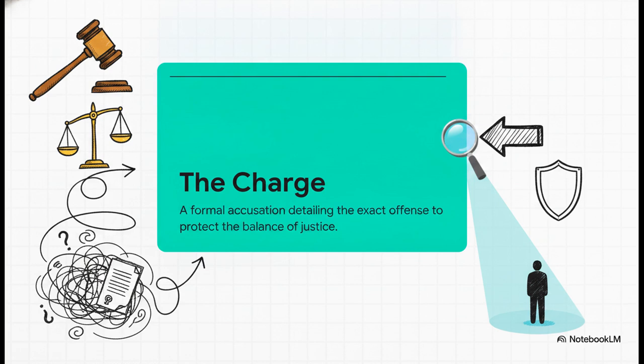And deeply unfair. Framing the charge is essentially the judge stepping in to distill that entire sprawling investigation into a precise, formal accusation. It clearly states to the accused, on this specific date, at this exact time, you allegedly committed this specific act. It actively narrows the scope of the trial. Without it, the defense would literally be swinging in the dark, and that would fundamentally violate the presumption of innocence.